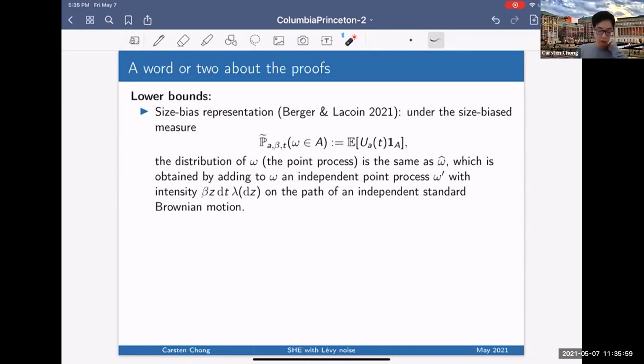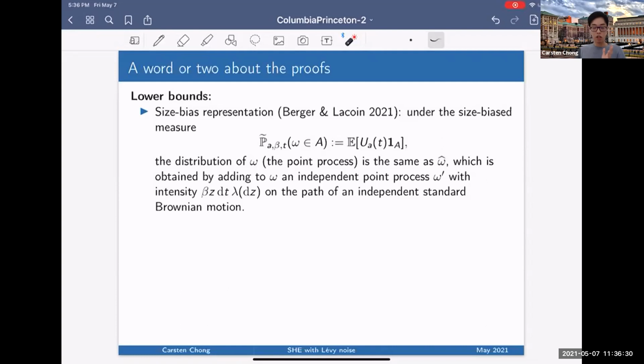Oh, okay, good, great. So for the lower bound, the main idea is to use the so-called size bias representation that was introduced in this paper by Berger and Lacroix. So the idea is this: you consider a new probability measure, P tilde, which basically has a density with respect to the original measure, where the density is given by the solution to the heat equation, the spatial total mass of the solution.